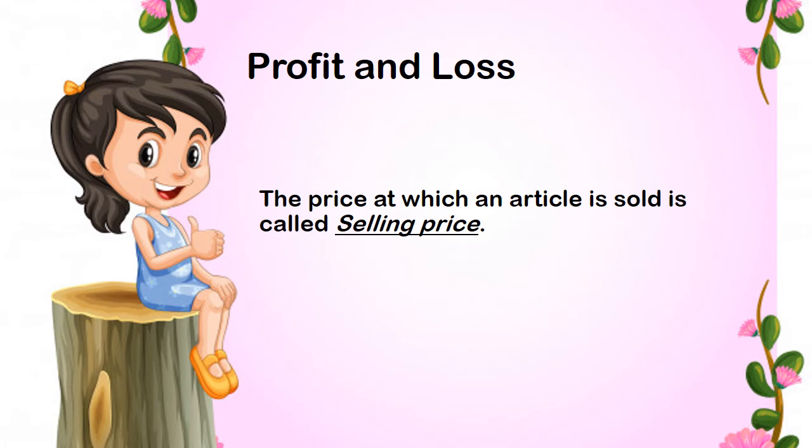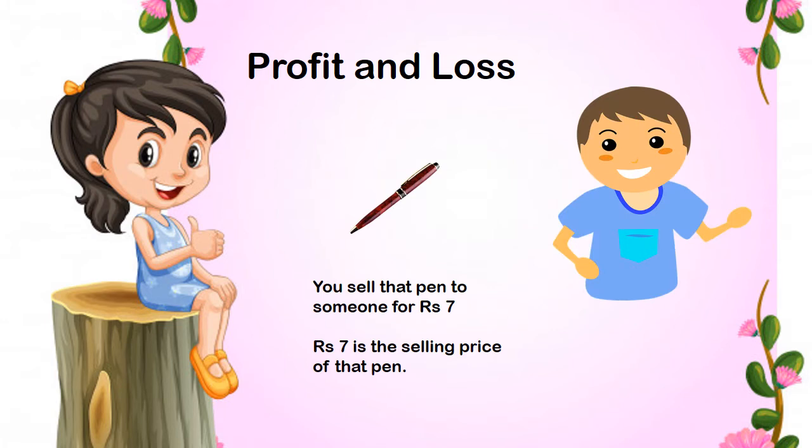The price at which an article is sold is called selling price. The selling price is when you sell that same pen to someone else for 7 rupees, that 7 rupees is the selling price of that pen.